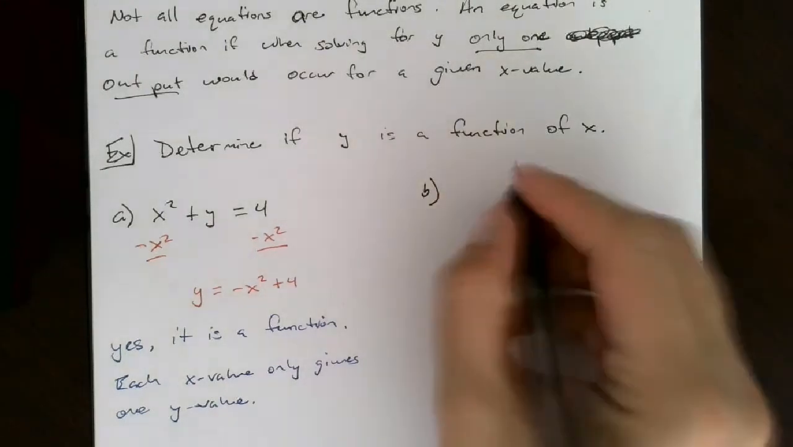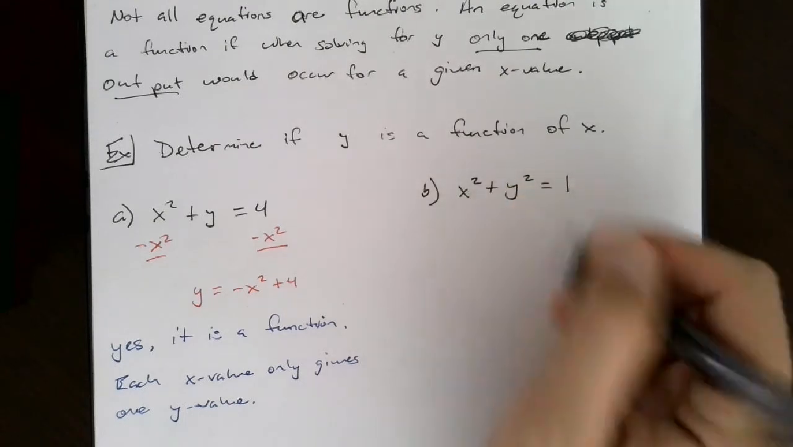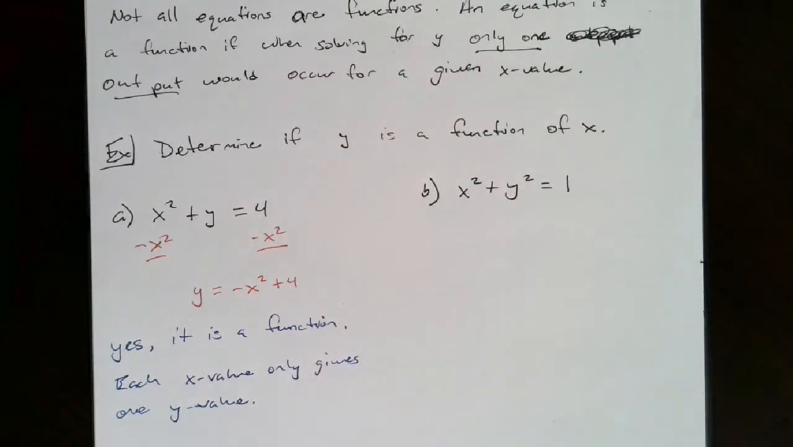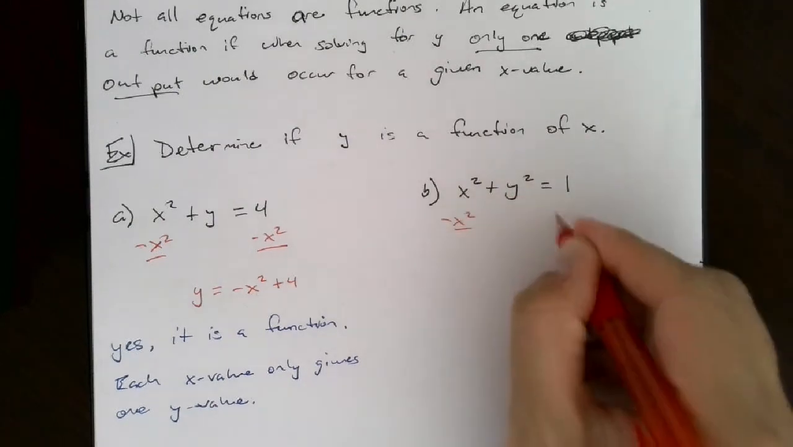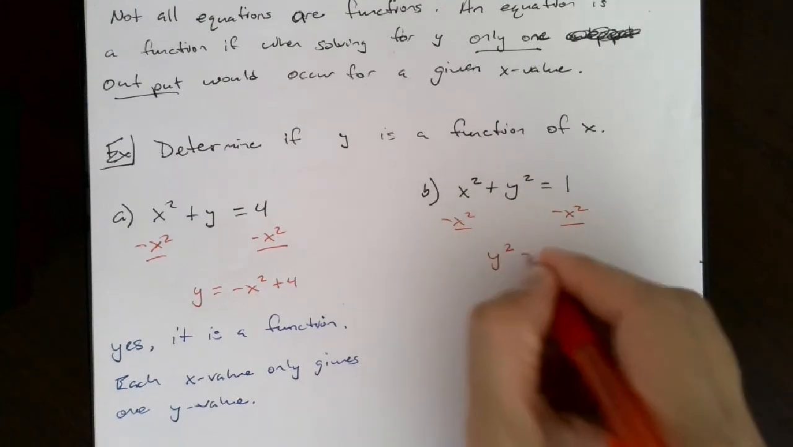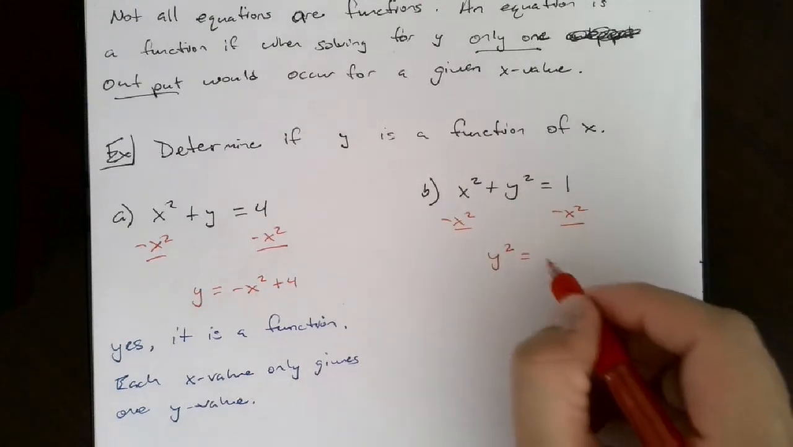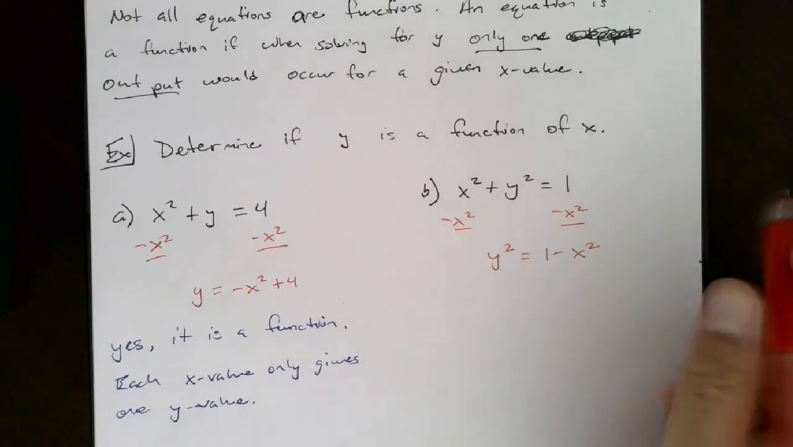How about this one? If I said I had x squared plus y squared equals 1. So again, the first thing we're trying to do is solve for y. To solve for y, I have to isolate the y terms. I'm going to subtract x squared from each side, similar to what I did in the last example. So I end up with y squared equals, I'll write this as 1 minus x squared. You can write it as negative x squared plus 1 as well.